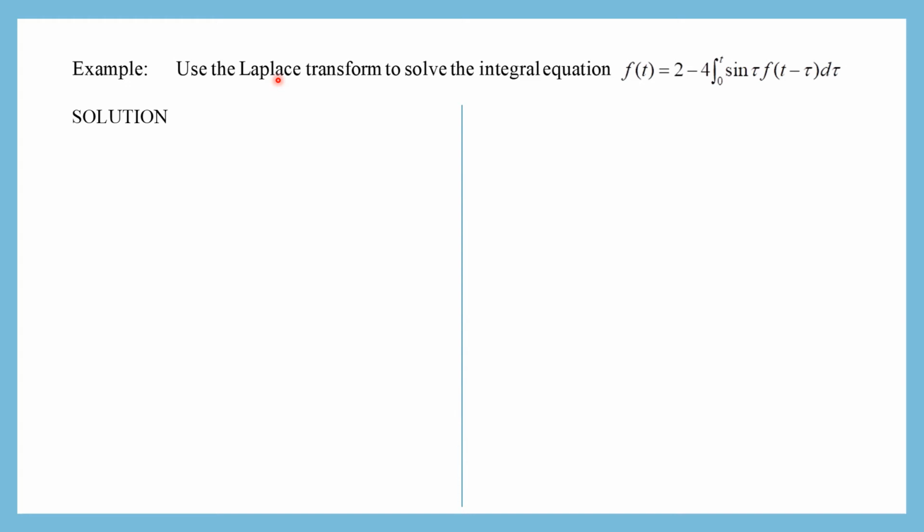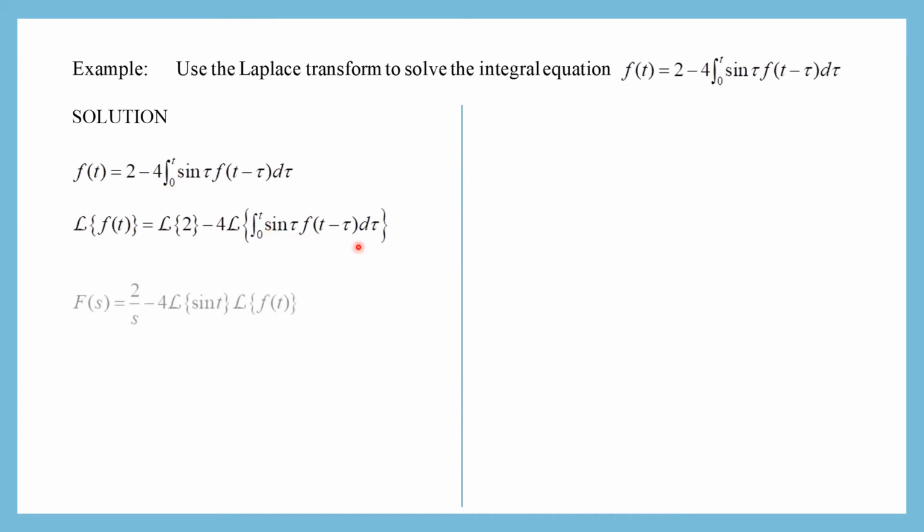So here's the solution. We are going to start by finding the Laplace transform of the left side as well as all the terms on the right side of the equation. So we find the Laplace transform of f of t, which is equal to the Laplace transform of 2 minus 4 times the Laplace transform of this given integral. Now we know that the Laplace transform of f of t is just F of s. Laplace transform of 2 is 2 over s, minus 4 times.